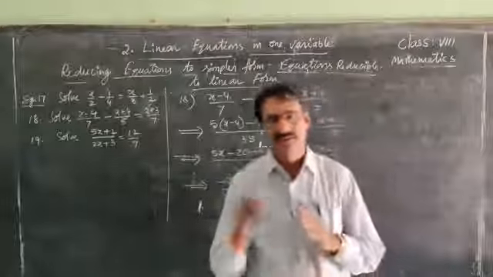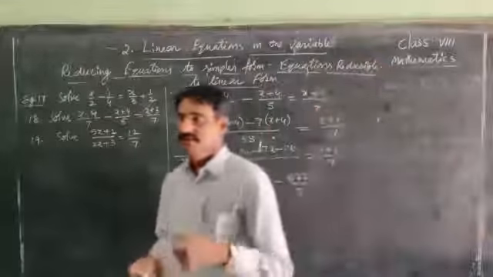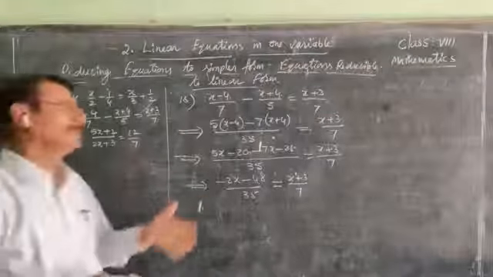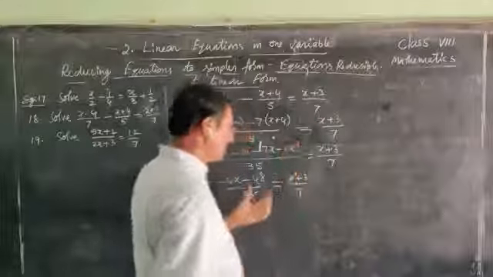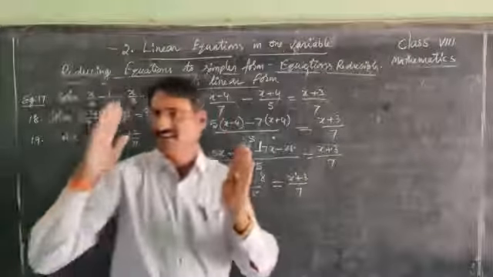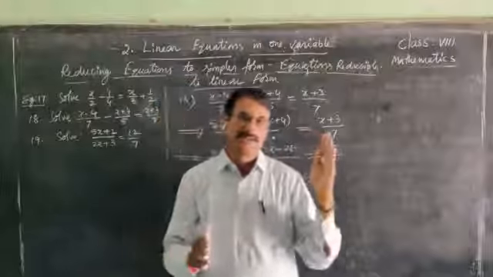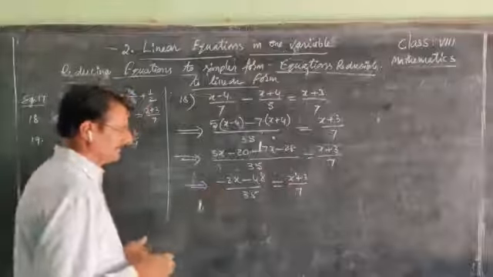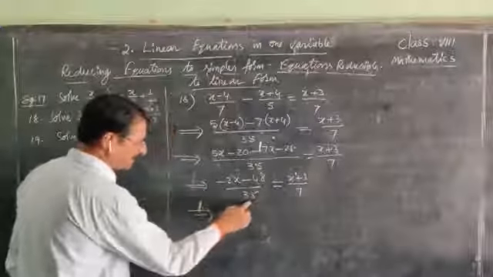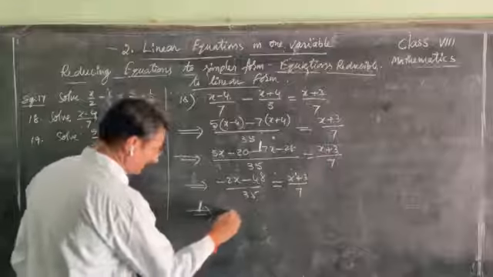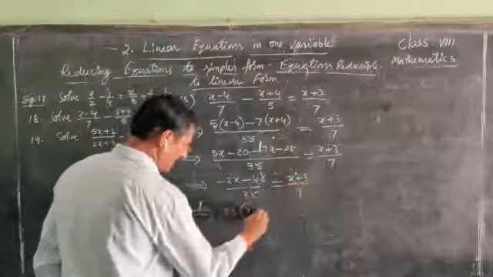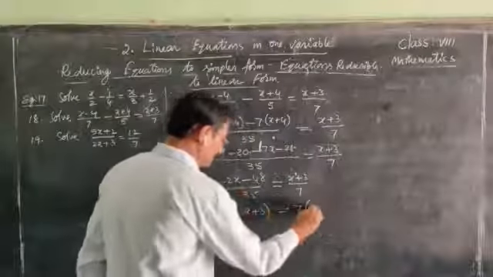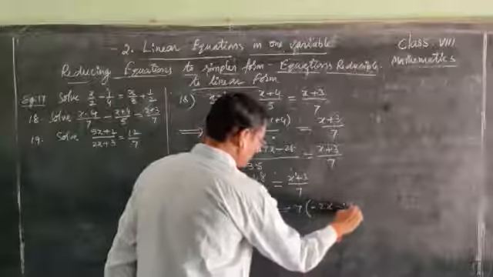Now there are only two fractions, single fractions on both sides. This time, we must apply the cross multiplication. Don't apply it where there are more than two fractions. Here, only two fractions: one is the left hand side, one is the right hand side. Then we must apply the cross multiplication method. Now, the denominator on the left side, 35, into x plus 3, is the numerator on the right side. 7 into minus 2x minus 40.